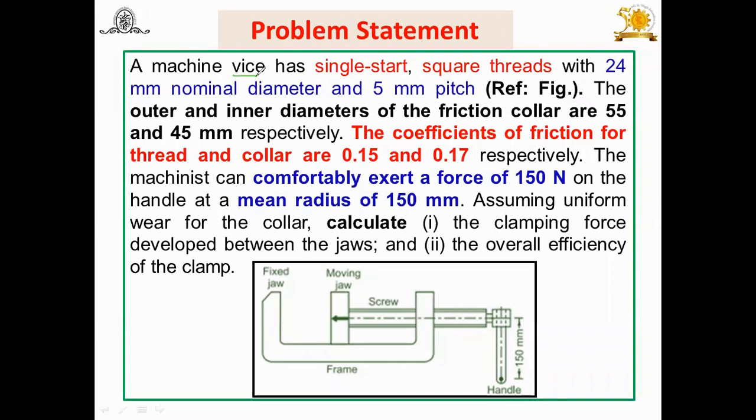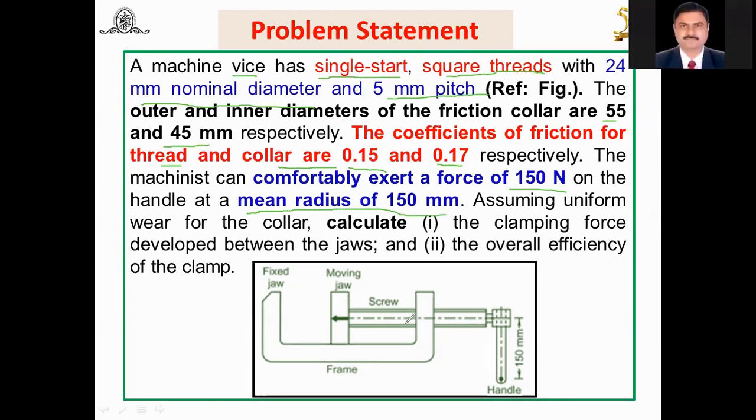A machine vice has a single start square thread with 24 mm nominal diameter and 5 mm pitch. You can refer to this figure. The outer and inner diameters of the friction collar are 55 mm and 45 mm respectively. The coefficient of friction for thread surface and collar are 0.15 and 0.17 respectively. The machinist can comfortably exert a force of 150 Newton on the handle at a mean radius of 150 mm.